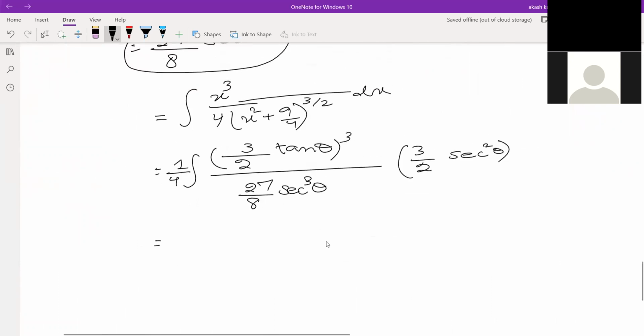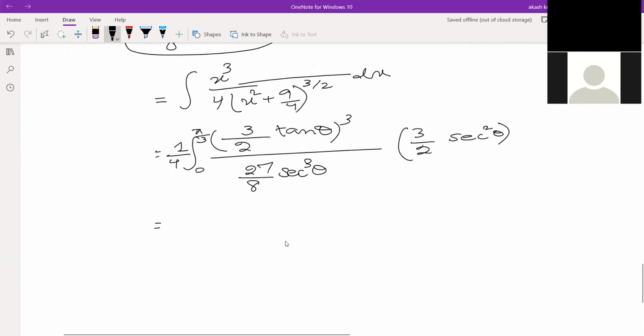So here our limit is 0 to pi by 3. Is it clear? Yes. Okay.